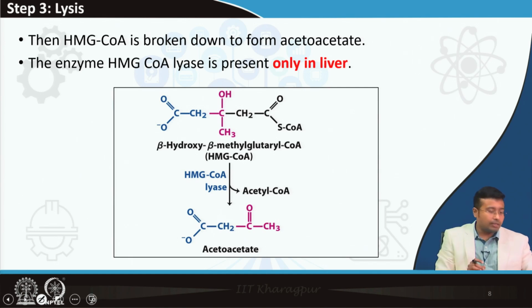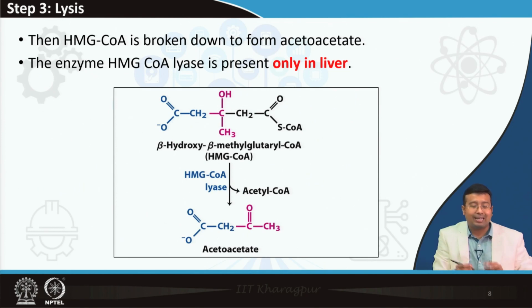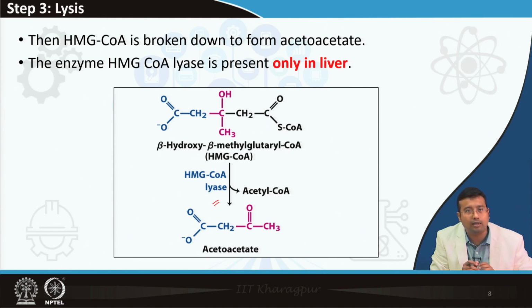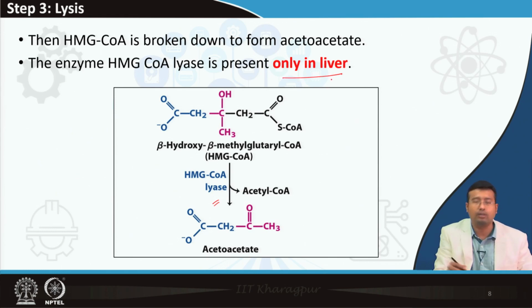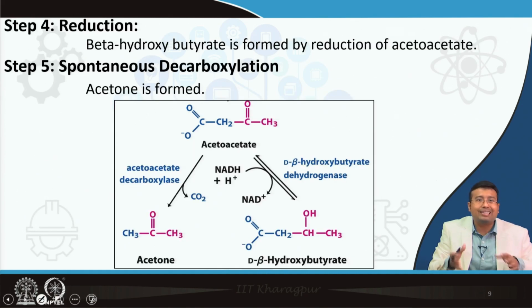So, HMG CoA is broken down by the enzyme HMG CoA lyase. This is the most important enzyme of ketone body synthesis. Why is this most important? This is the reason why ketone body synthesis can take place only in the liver, because this enzyme is present only in the hepatocyte mitochondria. So, HMG CoA in the next step is broken down to form acetoacetate, and this is our primary ketone body, with a CO group.